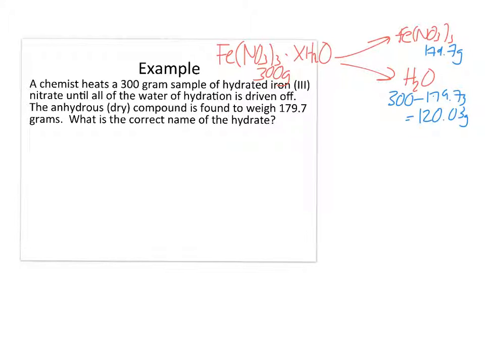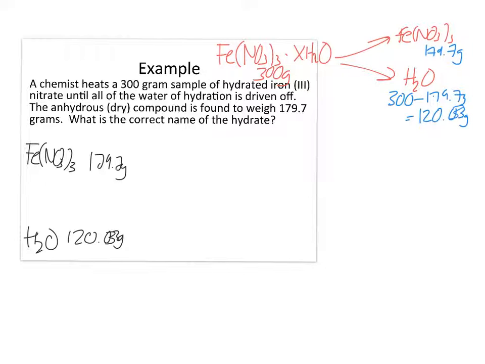So let's set up our empirical formula. We're going to put our compounds on the left side: Fe(NO3)3 and H2O. My starting amount here is 179.7 grams, and my starting amount of water is 120.03 grams. Again, this should just be 3.